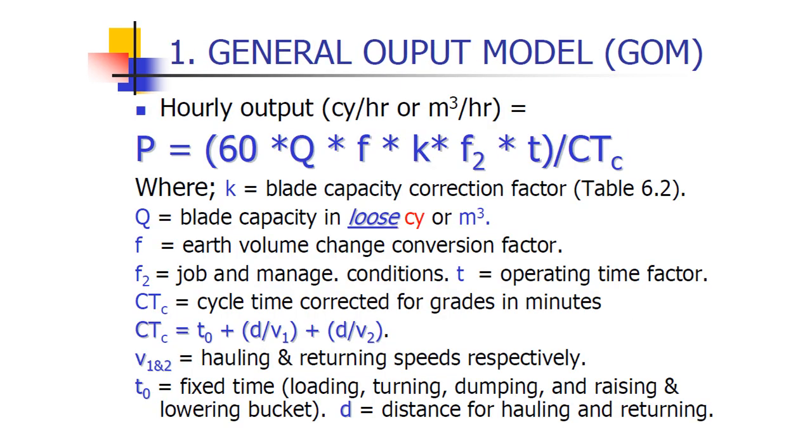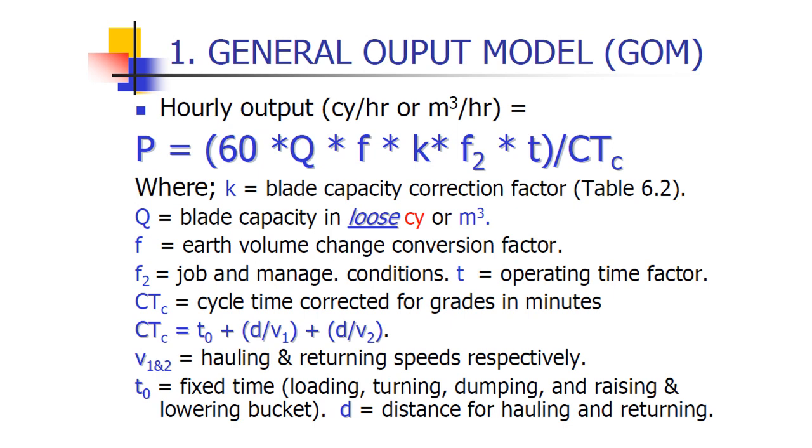So the general output model is based on a very basic concept that you have the capacity in the numerator. This is Q. You have some correction factors F, K, F2, and small t, and all these are correction factors in the numerator too. However, in the denominator, you have the cycle time. The cycle time is categorized into fixed cycle time, which is T node. This is for loading, turning, dumping, and raising, lowering the bucket.